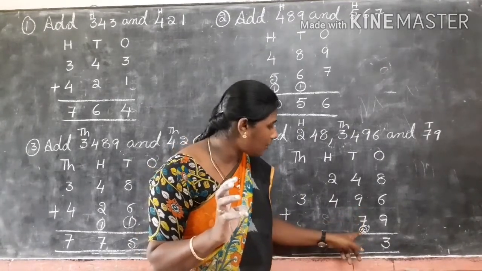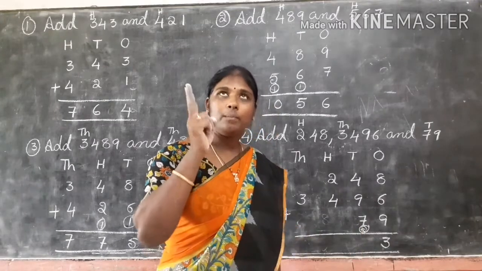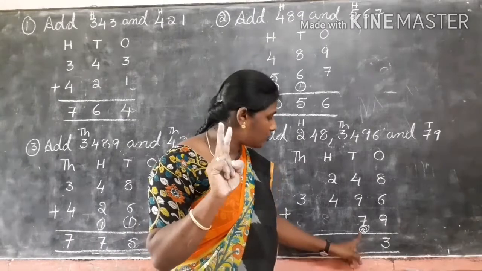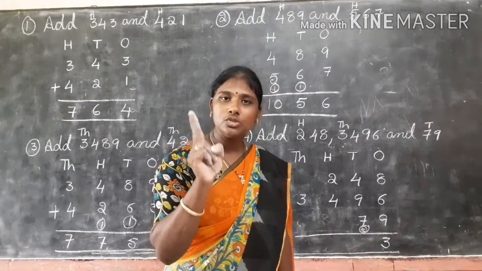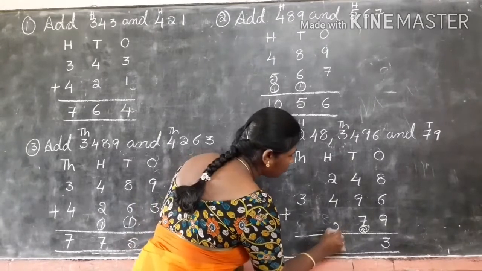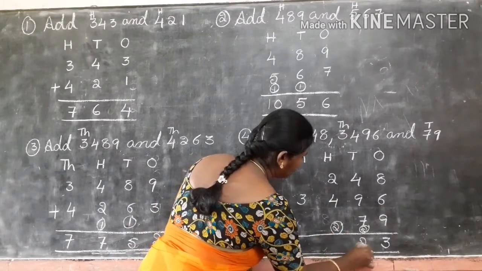No. Here one more number is there. That is 2. Before, how much do we get? Yes, 20 we get. 20 after, 21, 22. So here also, here 2 and here 2.